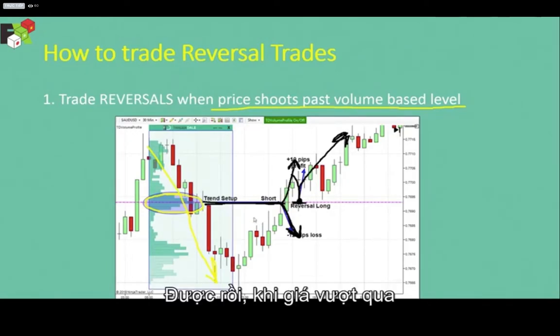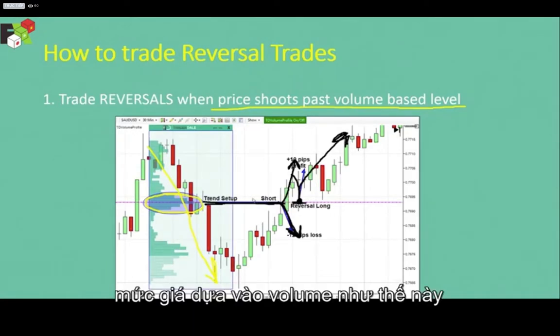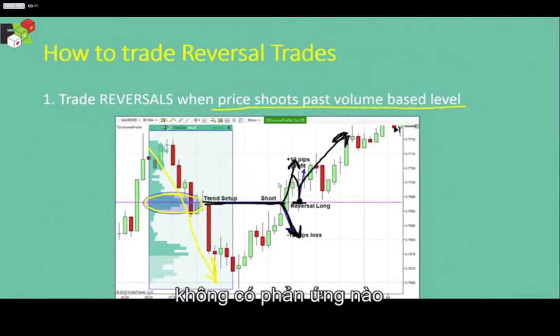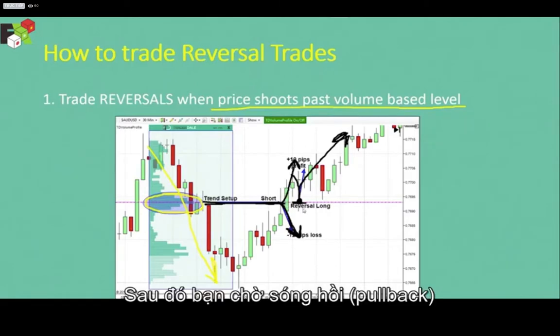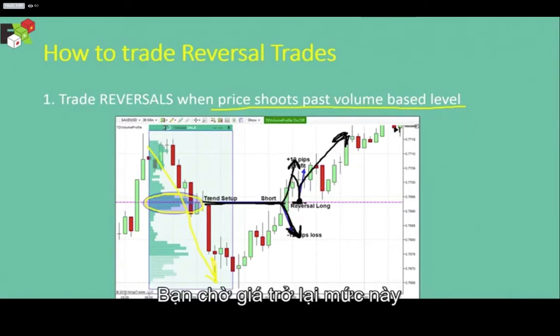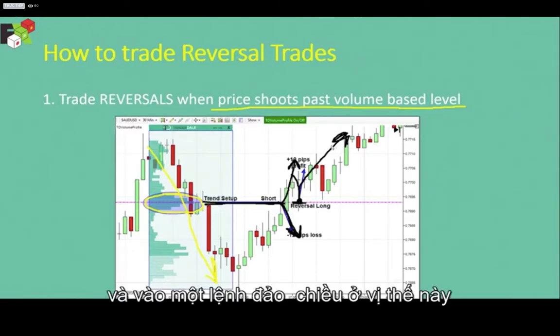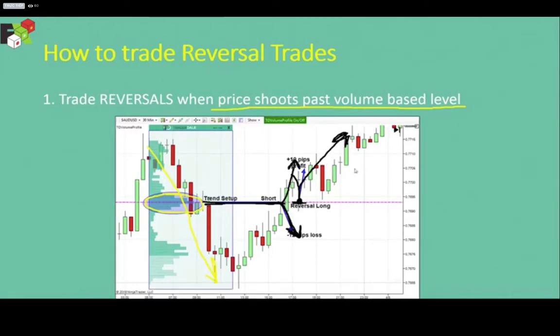So whenever price shoots past the volume-based level like this, without any reaction, you wait for a pullback, you wait for the price to come again to this level, and you enter a reversal trade, you enter a reversal position. So this is the first way how to trade the reversal trades.